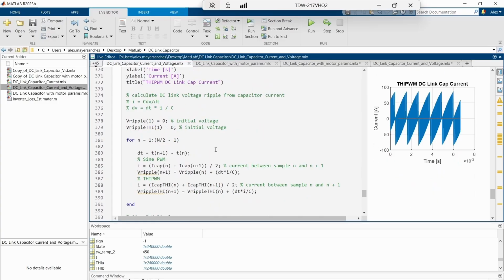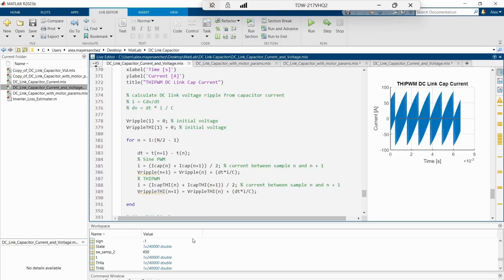So this is all the plotting. So here, calculating DC link voltage ripple from capacitor current. So fundamentals, I equals C dV/dt. So then if we just do some algebra, the change in voltage is going to be equal to the change in time multiplied by the current divided by the capacitance.